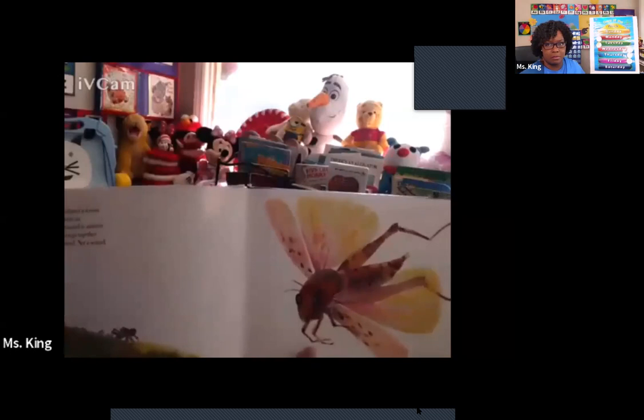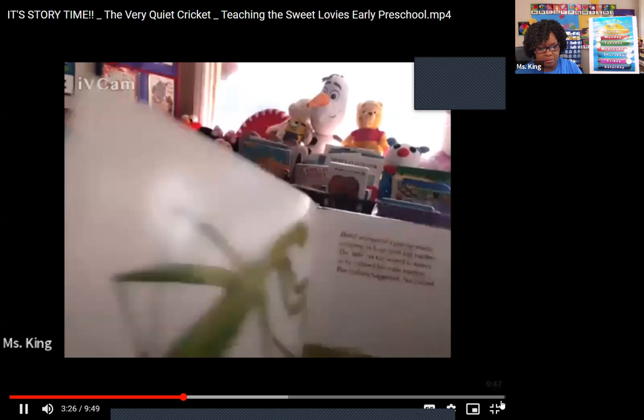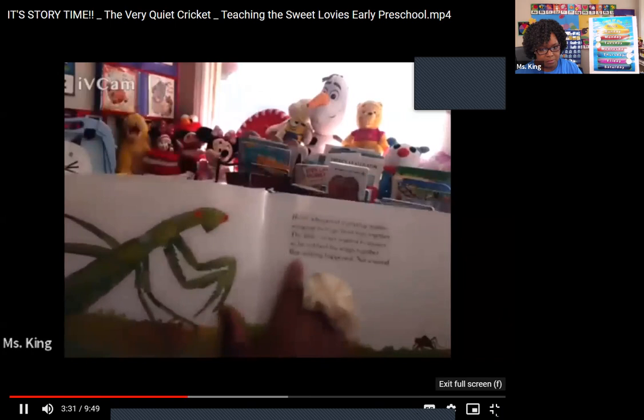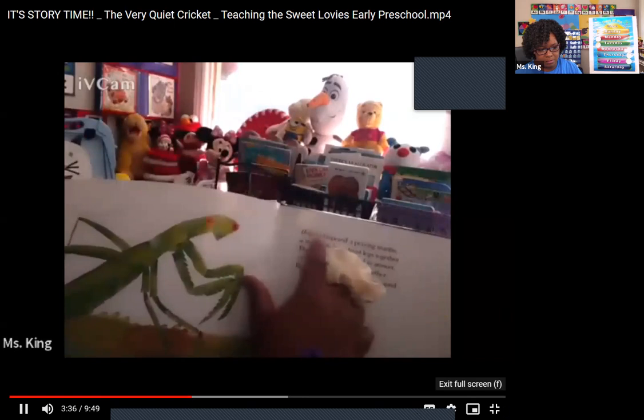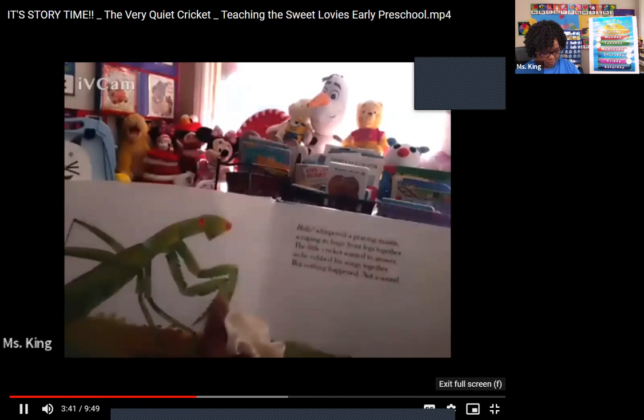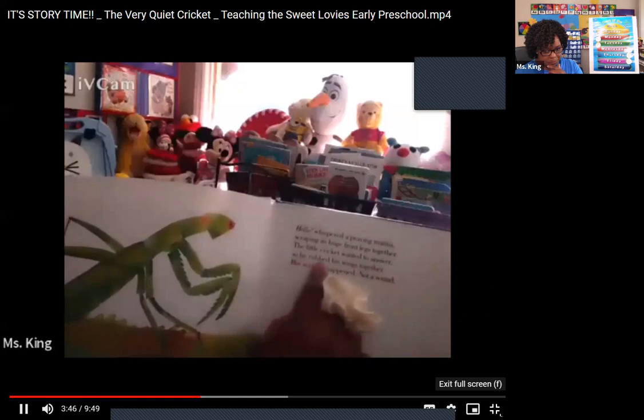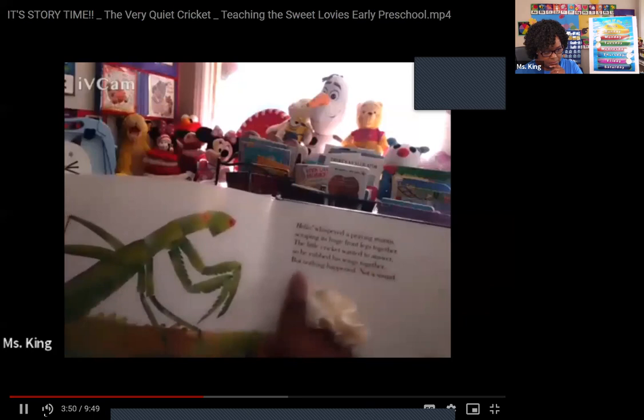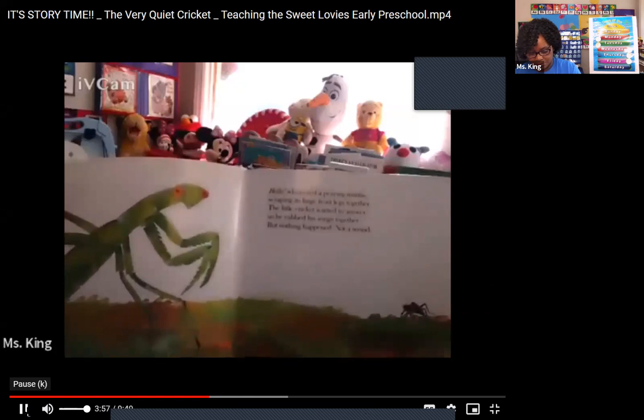Good morning, whiz the locust. Good morning. Spinning through the air, the little cricket wanted to answer. So he rubbed his wings together, but nothing happened. Not a sound. Wow. There's the locust. What is that? Hello, whispered a praying mantis. Hello. Scraping its huge front legs together. The little cricket wanted to answer. So he rubbed his wings together, but nothing happened. Not a sound.